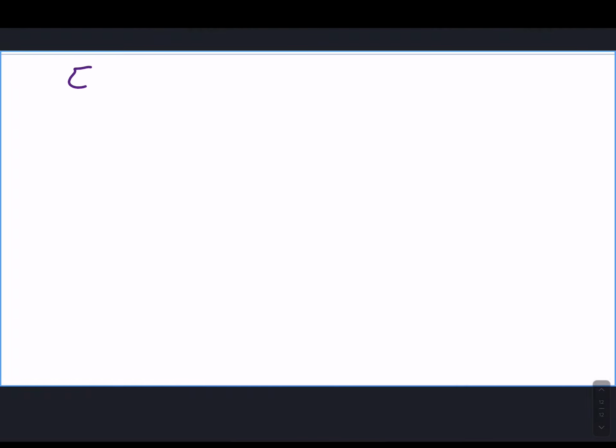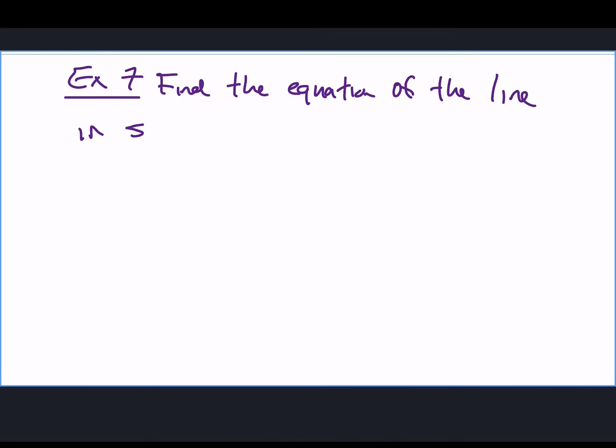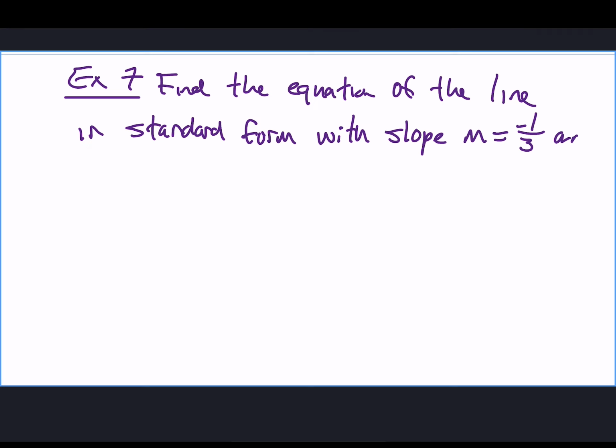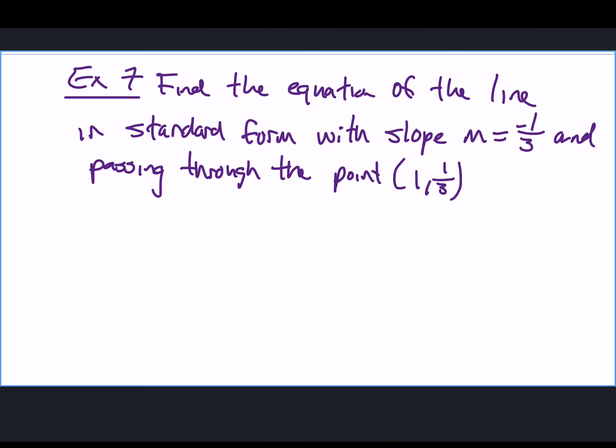Okay, example 7. We want to find the equation of the line in standard form with slope m equals negative 1/3 and passing through the point 1, 1/3. Just what you wanted to deal with, right? Fractions.